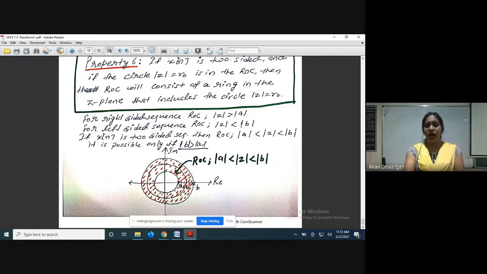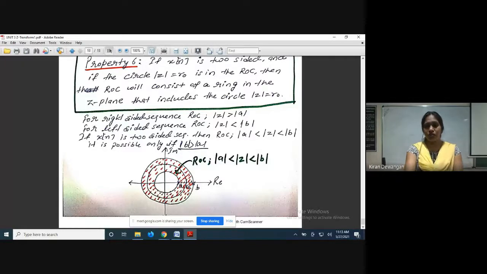So actually the ROC is this region, that is mod of a should be less than mod of z should be less than mod of b, that is a should be less than b. So that is possible only if a is less than b, that is b is greater than a. And if b is less than a, in that case the ROC will not exist and the X of z will not converge. Okay, so this is the region of convergence for a two-sided sequence, and if gamma naught is somewhere here, then all the values between a to b will be in the region of convergence.